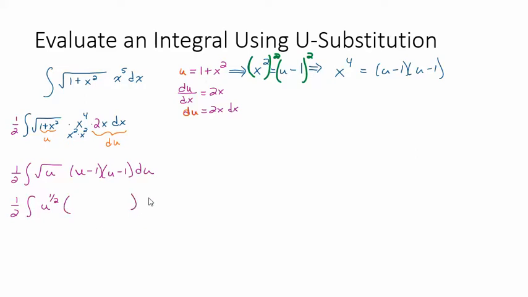Let's go ahead and FOIL this business out. So we have u squared minus 2u plus 1. And then I can distribute this u to the half in there. So I'd get 1/2 plus 2 is 2.5, right? Which I'm going to write as 5/2. Remember, we add the exponents there. Minus 2, and this is u to the 1, so 1 plus a half is 1.5, or 3/2. And then we have u to the half.